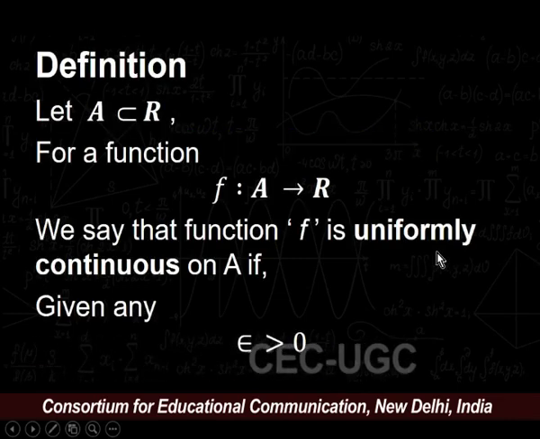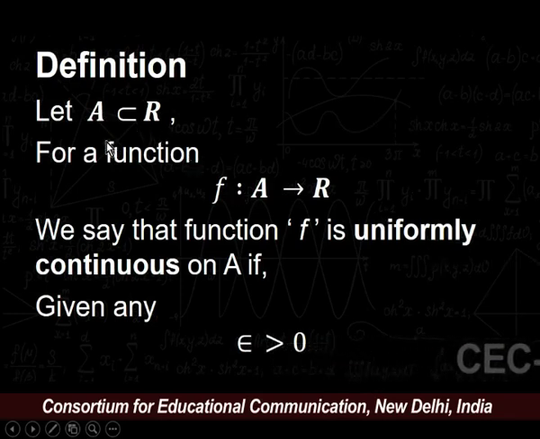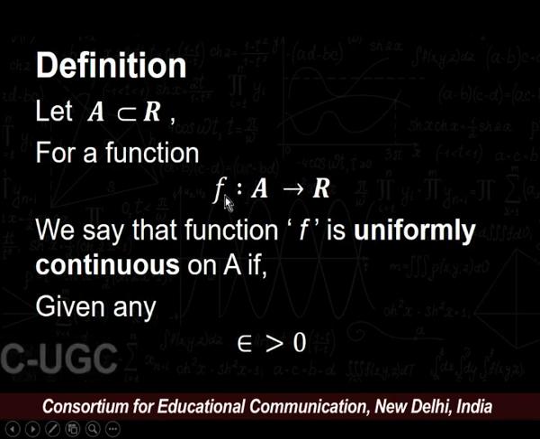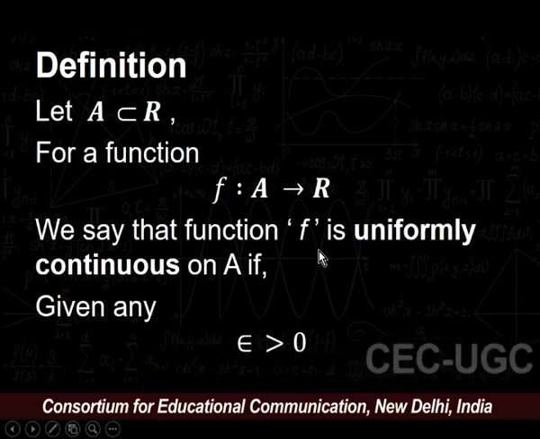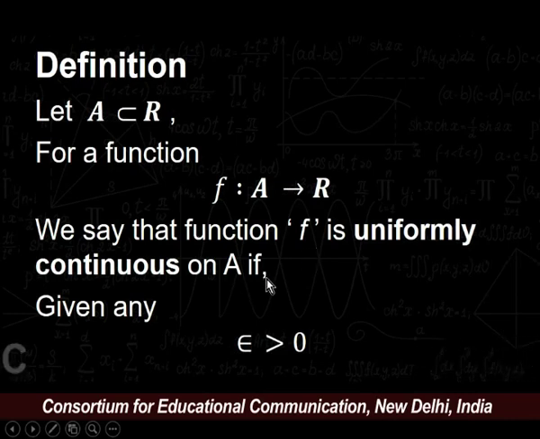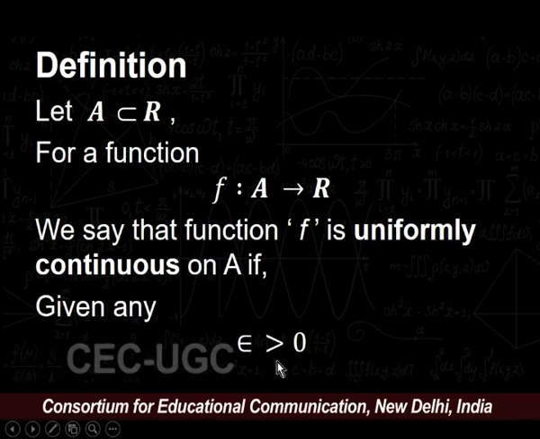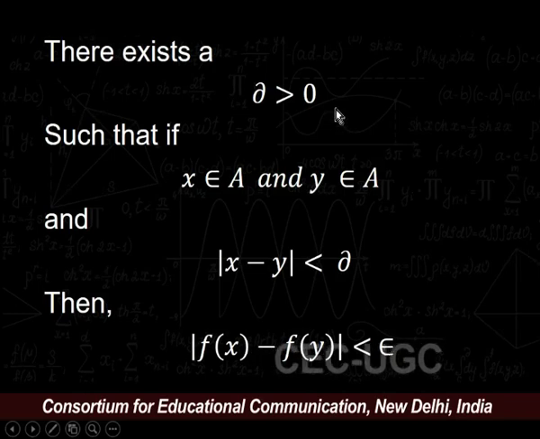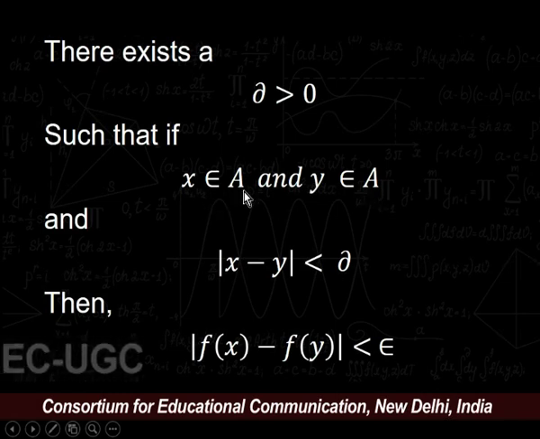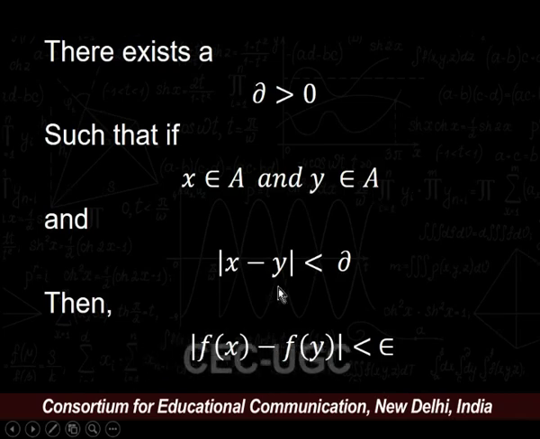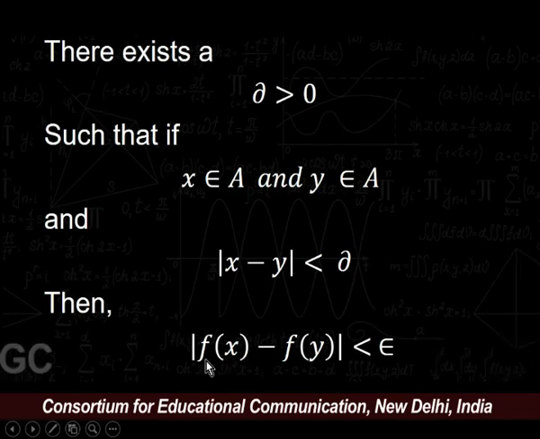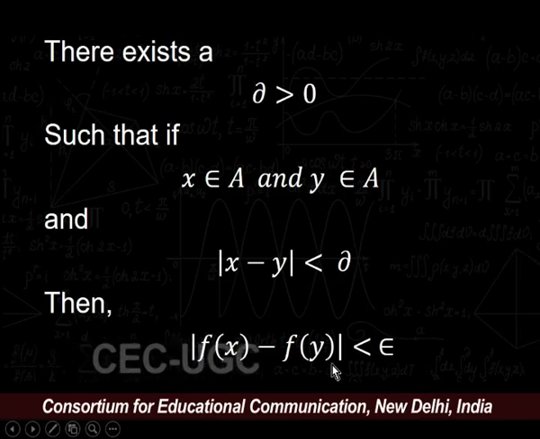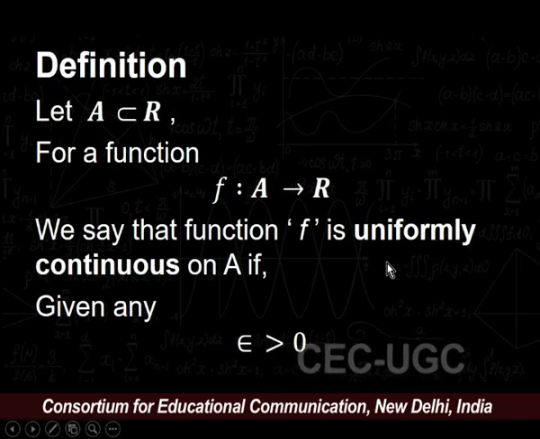The definition of uniform continuity says that if we have a set A which is a subset of R, for a function f defined from A to R, we say that f is uniformly continuous on A if for any given epsilon greater than 0, there exists a delta greater than 0 such that for any two points x belonging to A and y belonging to A, if modulus of x minus y is less than delta, that implies modulus of f of x minus f of y is less than epsilon. I repeat the definition of a uniformly continuous function.